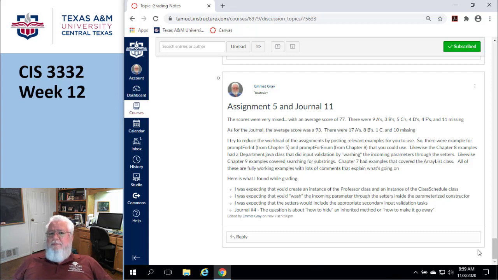Okay, so yes, I was expecting that you were going to create an instance of the professor and of the schedule. That's what the assignment said, in the first line. And I was expecting you to wash the incoming parameters in a parameterized constructor. And then I was expecting that the setters would be where you'd have all the rest of your secondary input validation. Some of you were completely devoid of any secondary input validation at all. That's not exactly what I was expecting. And journal question number 4, it may have been a little confusing, but what I was asking is, how do you hide a method or a setter or a getter? That's the question.